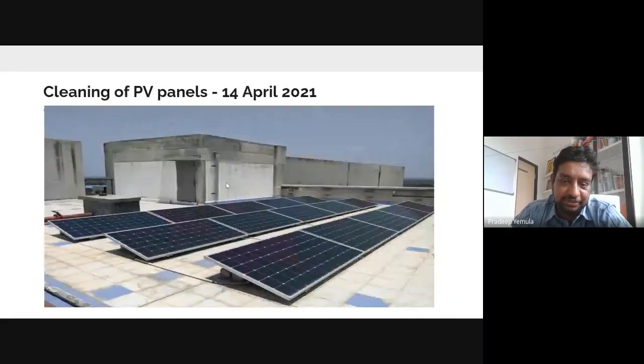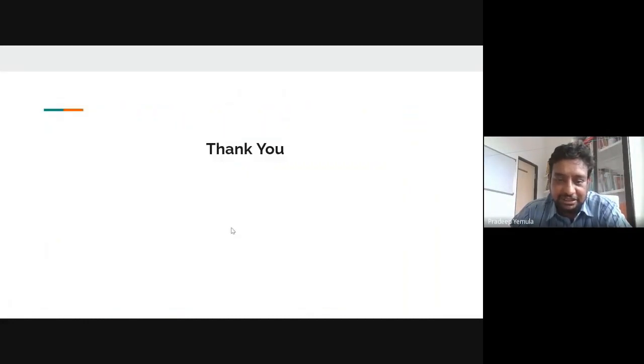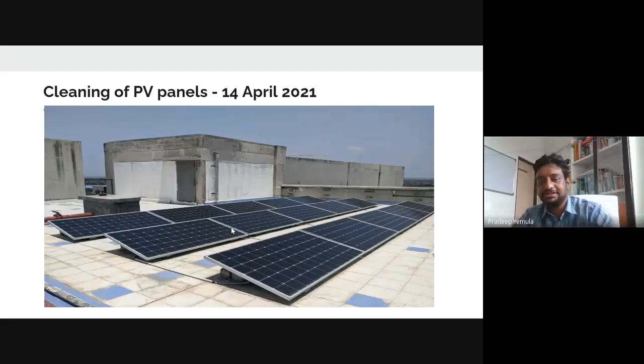So this is before cleaning, and finally all the panels were cleaned on 14th April. We did not clean them. There was a heavy rain, and automatically all the panels got cleaned, and now the power is increasing. Okay, so this is a small exercise.